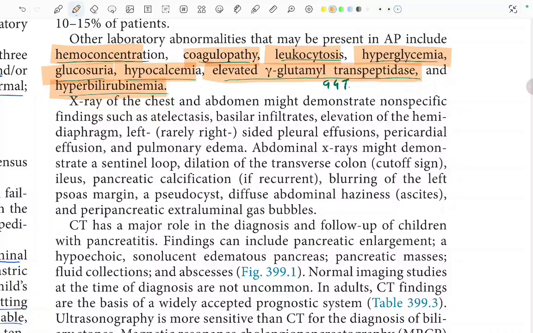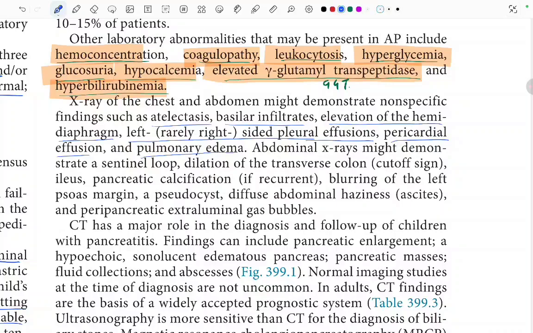X-ray of the chest and abdomen might demonstrate non-specific findings such as atelectasis, basilar infiltrates, elevation of the hemidiaphragm, left-sided pleural effusion. There is pericardial effusion. There is pulmonary edema. Fine.